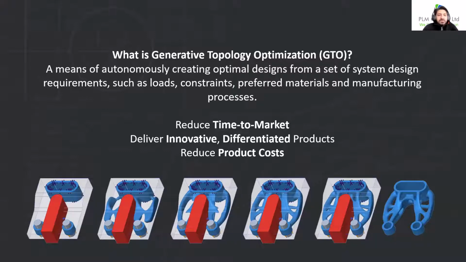So if you haven't had the chance to read what generative topology optimization and generative design do, essentially the computer creates your product for you, set out by your design requirements and problem setup. So that's where the constraints and loads come in. This will allow you as a business to reduce time to market, deliver innovative and differentiated products, and reduce the product cost as you get more first time right. So that is generative topology optimization.